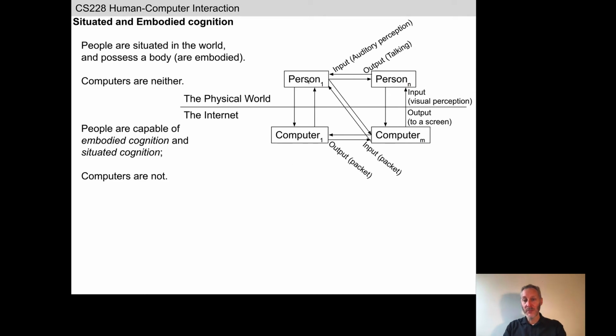When people are interacting with computers, we're obviously crossing this divide between the physical world and the virtual world. When computers are talking to one another, sending packets back and forth, they are also interacting with each other, but in a different way from the way in which animals and people and robots interact with one another in the physical world. As we'll see, people and animals and the robots we just talked about are capable of embodied cognition and situated cognition, but computers are not.